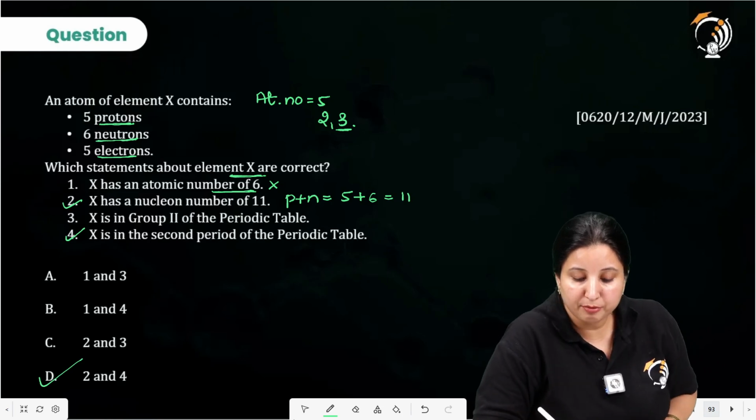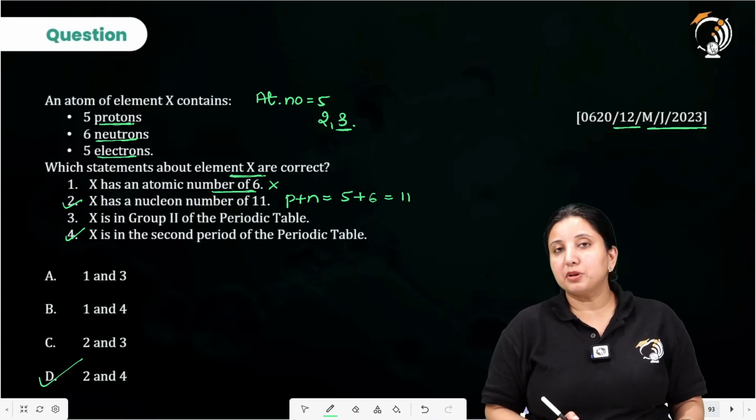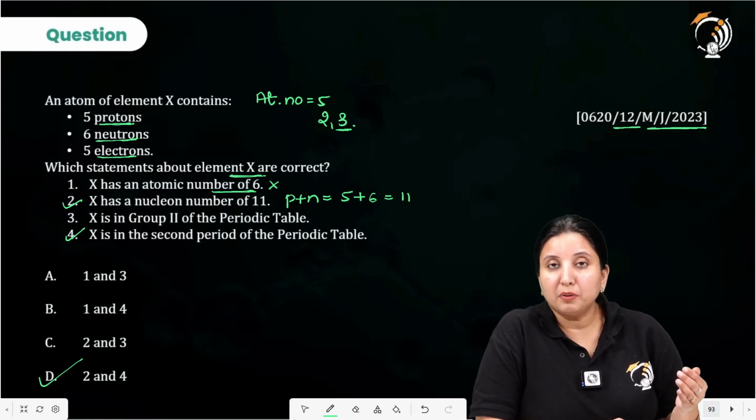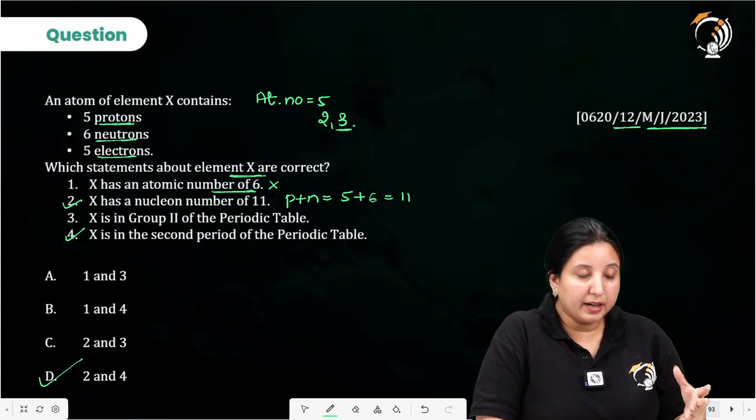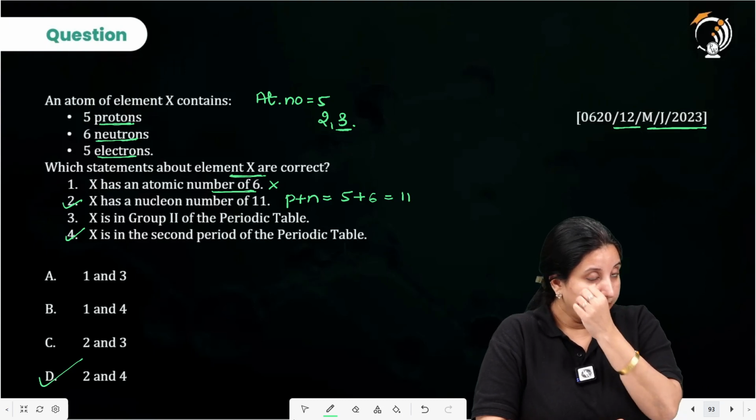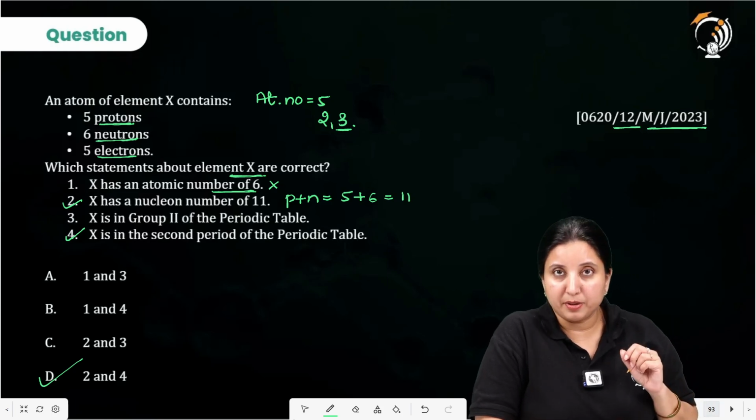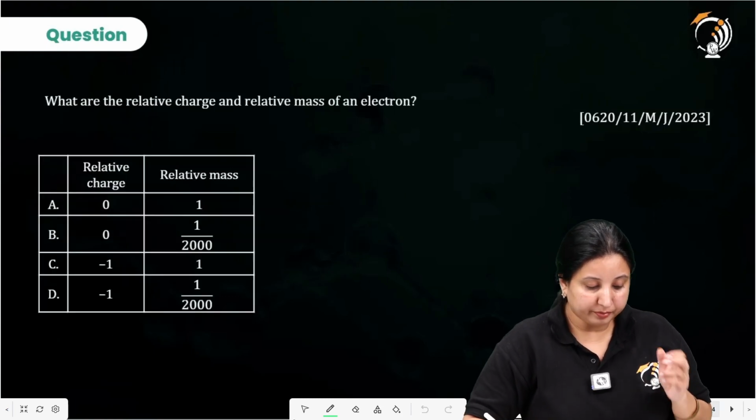So this is from the variant 12 May-June series and year 2023. So you are looking at what type of questions we are getting over here. We are getting questions on isotopes. We are getting questions on the basis of your electronic configuration, and we are getting questions on the basis of in which group, in which period it is present. Now let's see more questions over here.